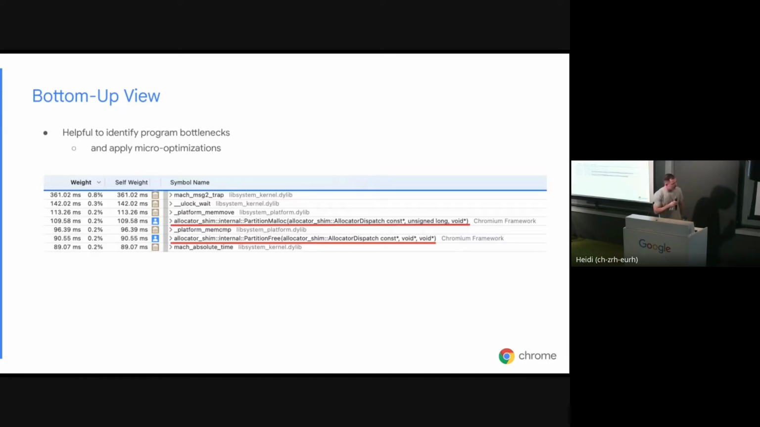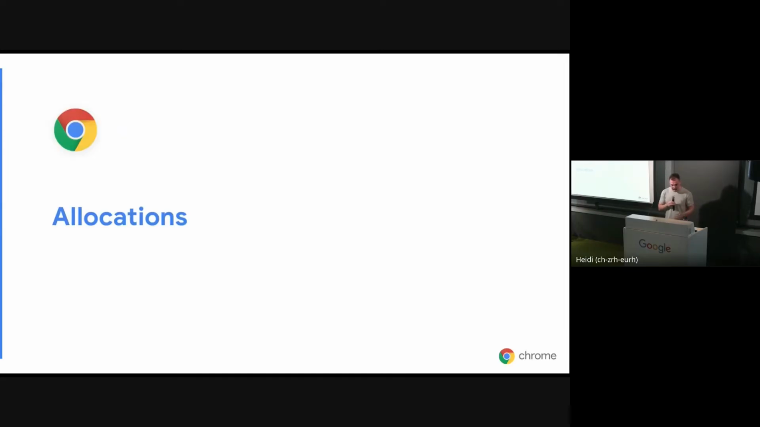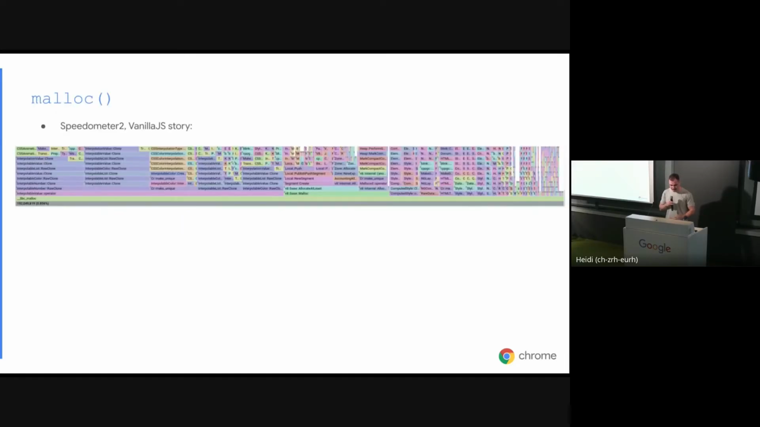And of course, what we can see from this is allocation functions. In Chrome, we use the PartitionAlloc allocator, and these are just the symbols for malloc and free. We see that they can actually take a significant amount of cycles. Right, allocations. We are C++ developers. We know that allocations are a slow thing.